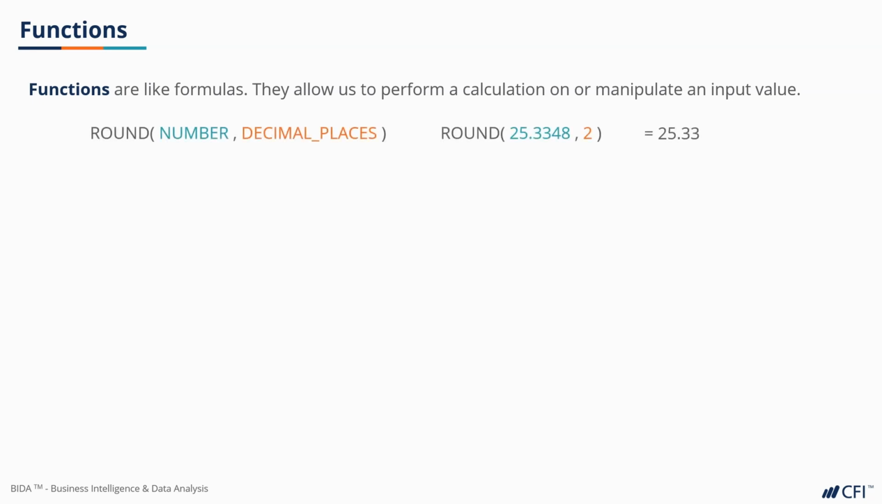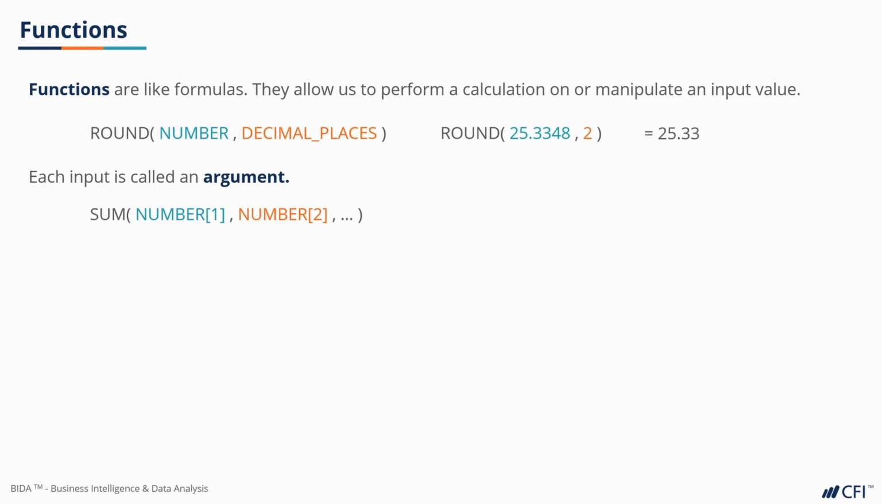Take the round function in Excel. We want to round a given number to 2 decimal places. Each of the values we use as an input to the function is called an argument. So here we have number and decimal places. And once we've passed those numbers to the function, it returns an answer. And some functions even have an unlimited number of arguments, such as the sum function.